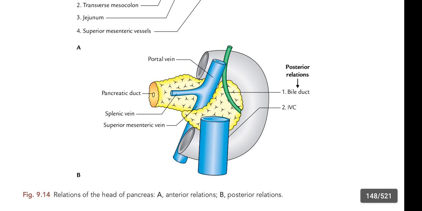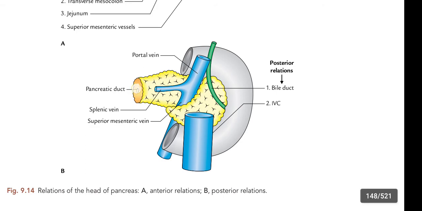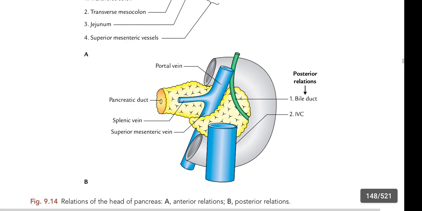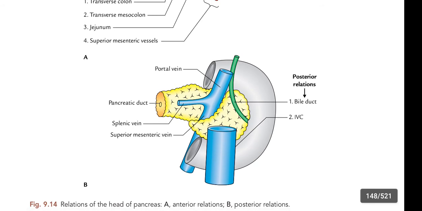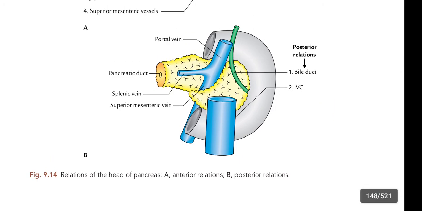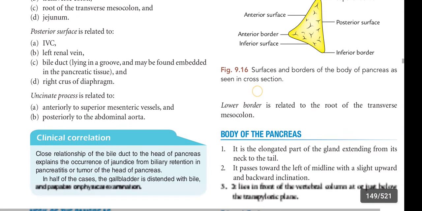Here we see the portal vein, and also other parts: the pancreatic duct, splenic vein, superior mesenteric vein, inferior vena cava. But we have to remember only two in this diagram, guys. The posterior relations: the bile duct and the inferior vena cava. This is the bile duct, this is the inferior vena cava. These are the most important structures to remember in this diagram.